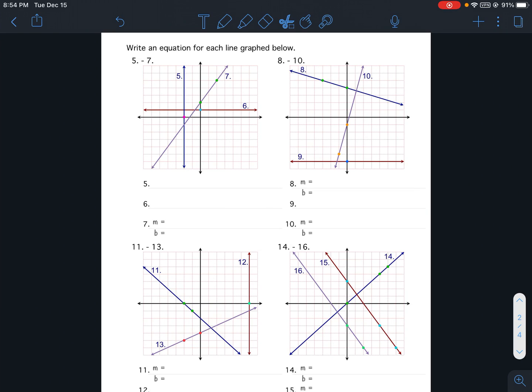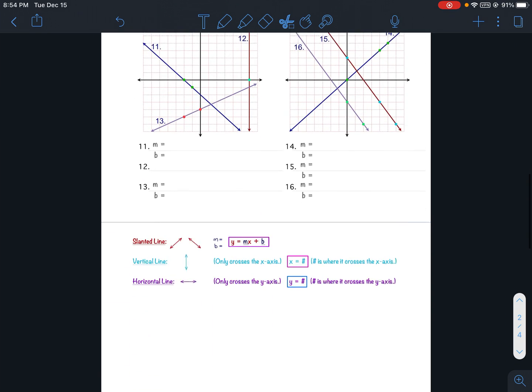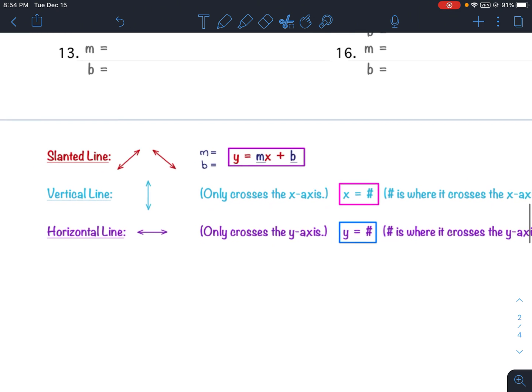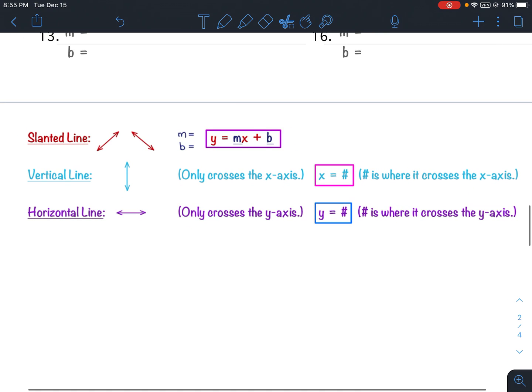Relating slope and y-intercept to linear equations worksheet. I'm looking at the back now, and before I help you with the entire back, I want to remind you of these three things. We're going to see three different types of lines. It's either going to be a slanted line, and if that's the case, you have to find m and b, and then your equation will look like y equals mx plus b.